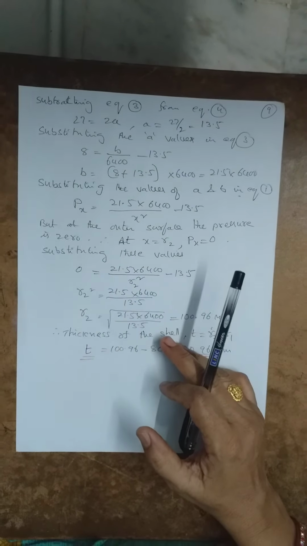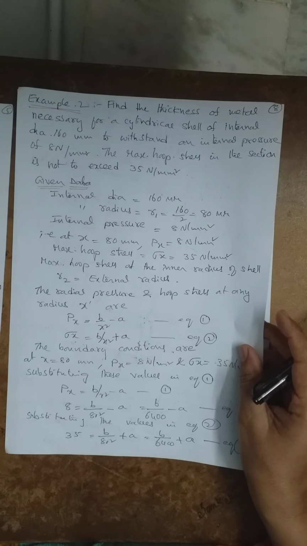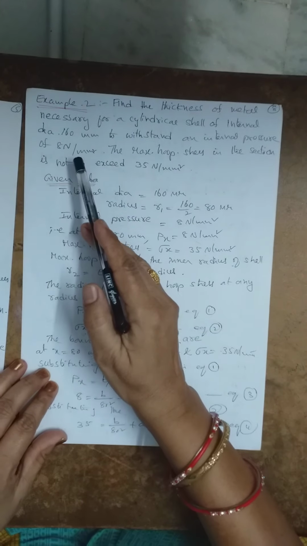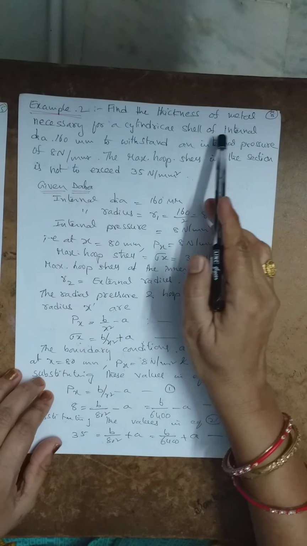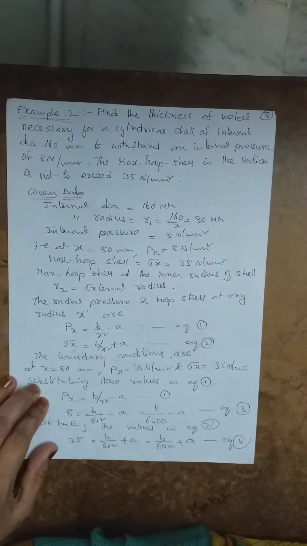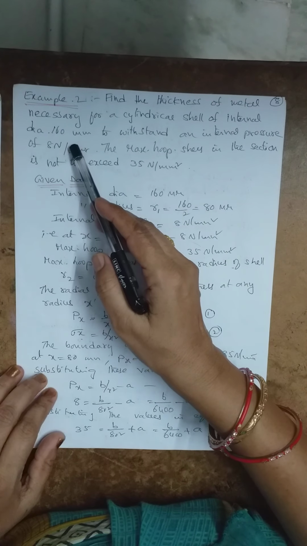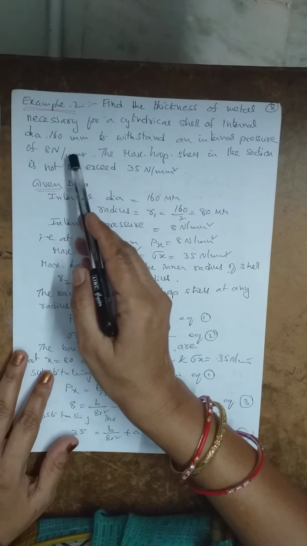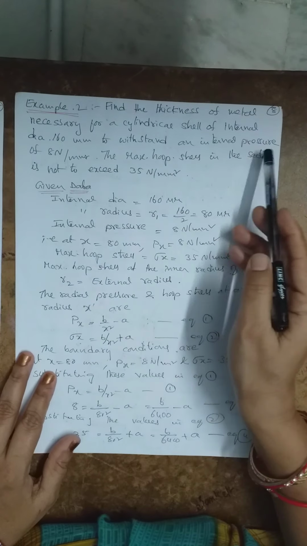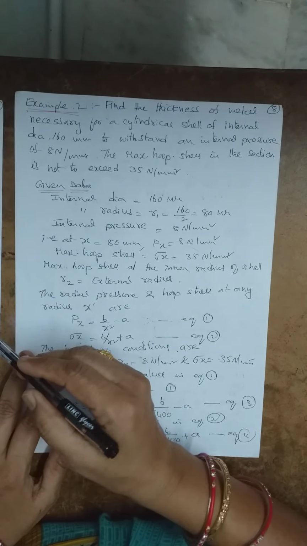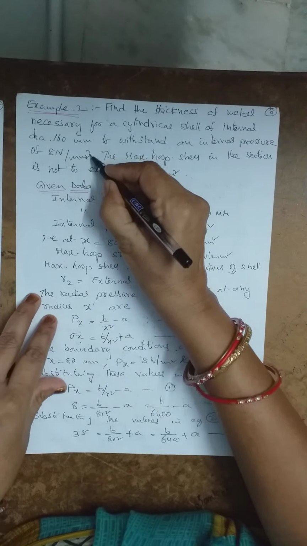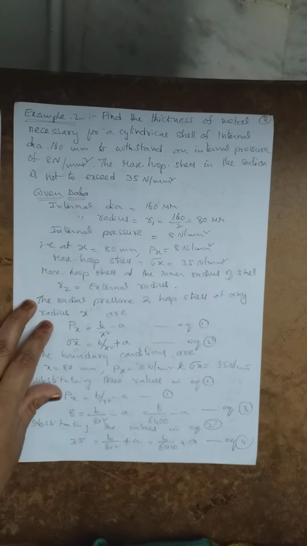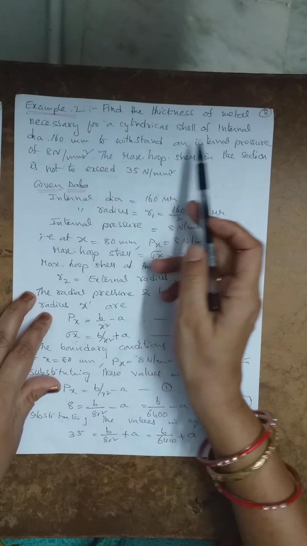One more problem we will try to solve here comes under design, that is finding the thickness of the cylinder. Find the thickness of metal necessary for a cylindrical shell of internal diameter 160 mm to withstand an internal pressure of 8 newtons per square mm, and the maximum hoop stress in the section is not to exceed 35 newtons per square mm. So here hoop stress is given, we have to find out the thickness.